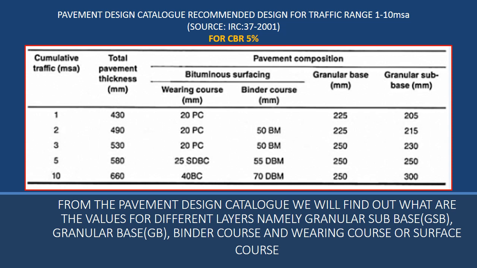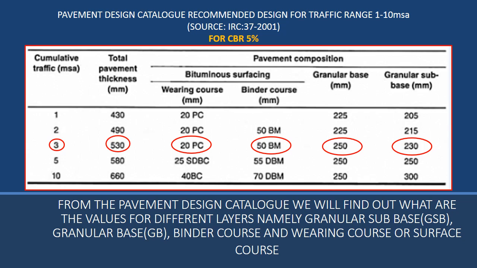Our CSA value was 3 MSA. So here is 3 MSA. And our total pavement thickness according to that CSA and your CBR value was 530. Then we will see the thickness corresponding to both these values. For granular sub base it is 230 mm. For granular base it is 250 mm. For binder course it is 50 mm. Then for your wearing course, that is 20 mm PC.